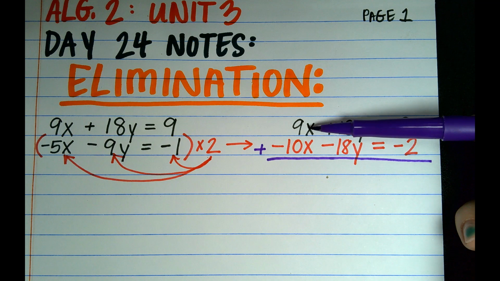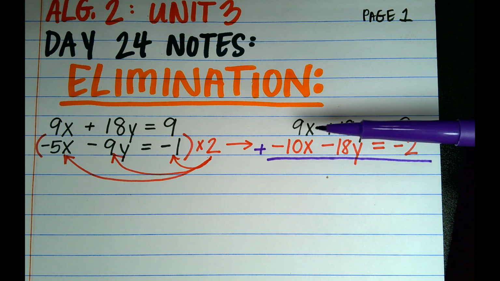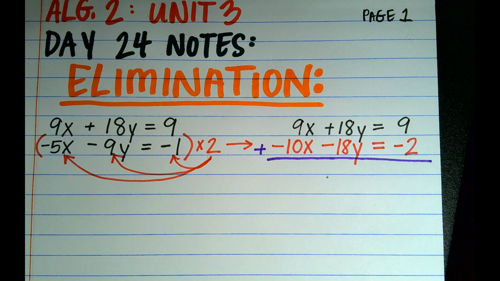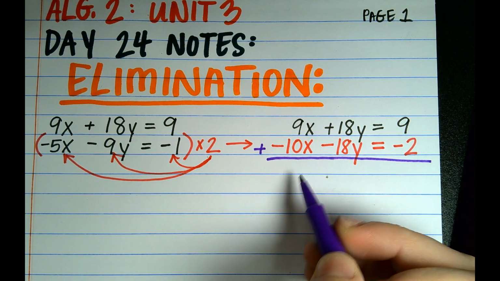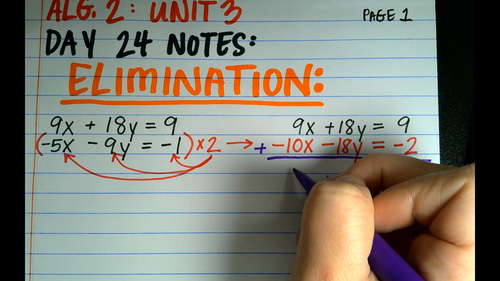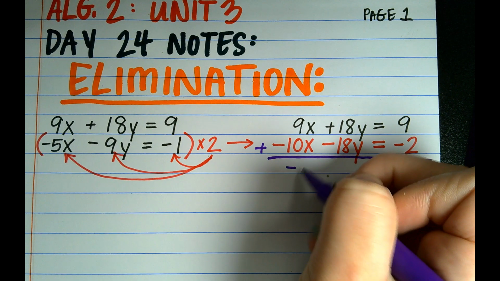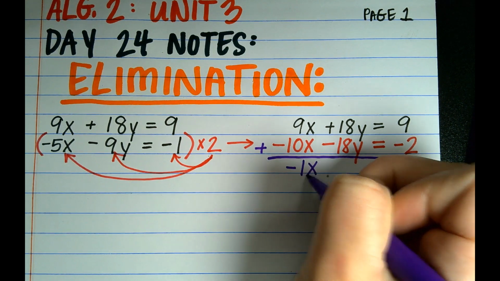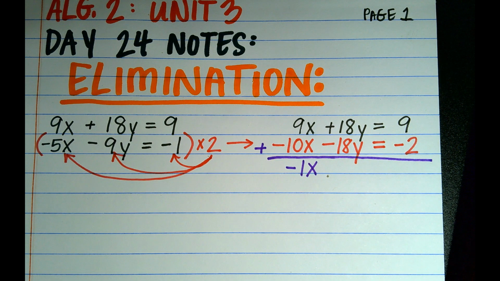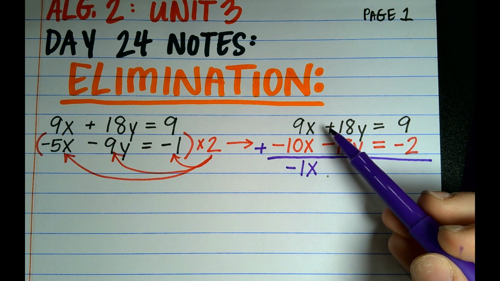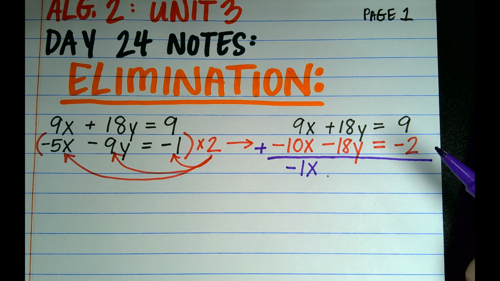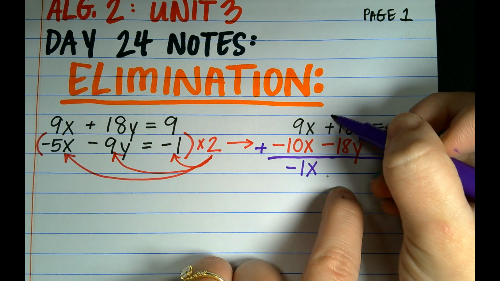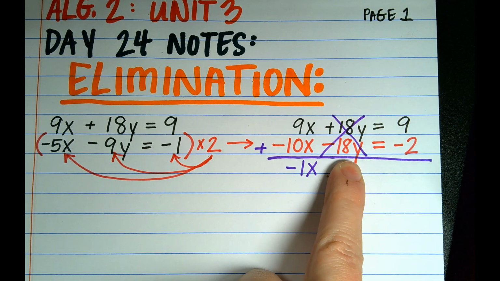So 9x plus negative 10x, or we could think of this as 9x minus 10x. What would that give us? Negative 1x. Perfect. I could write negative 1x, I could write negative x, either one. I'm going to write negative 1x for now. Now I have 18y minus 18y. 0, nothing. They cancel. This is where the elimination happens. Instead of writing 0, we're going to cross these off because we've just eliminated the y's.